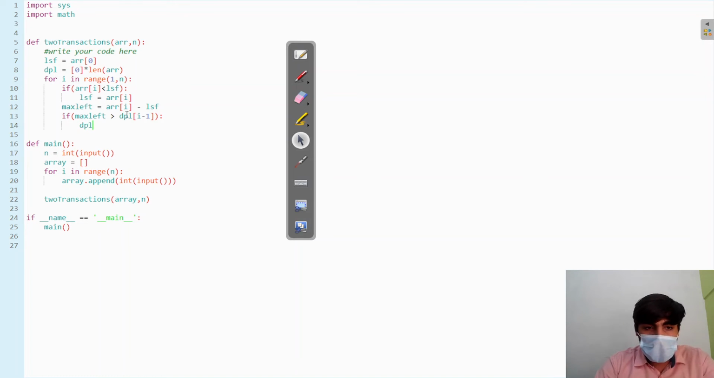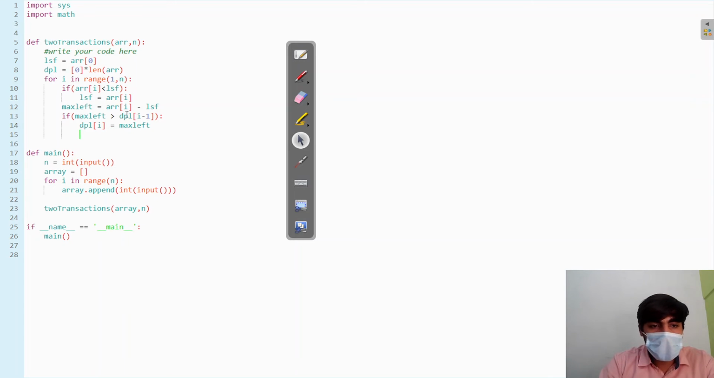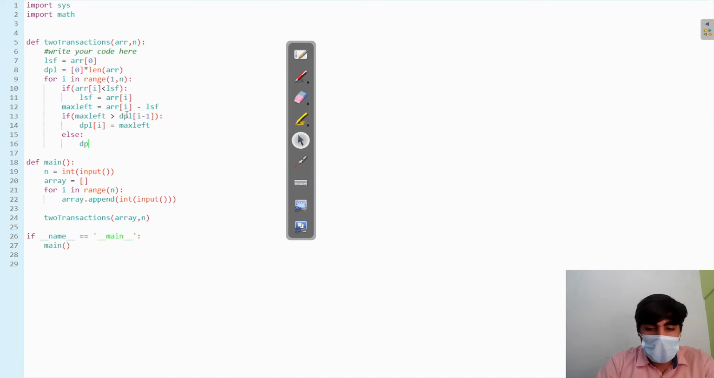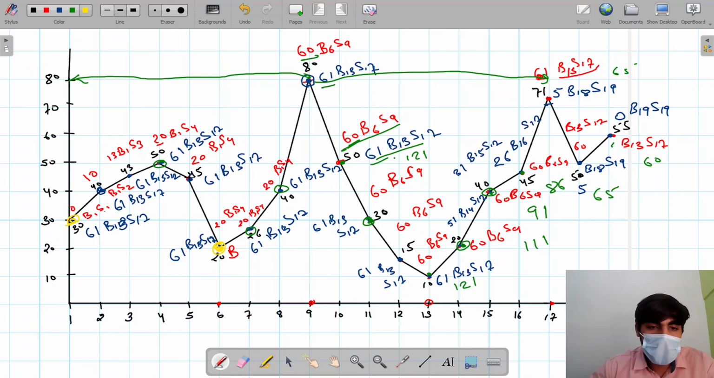So dp of l at I becomes max left because we have to take maximum profit, otherwise it remains same. So dpl of I equals dpl of I minus 1. Order remains same, you can see here. 20 is greater than 13, so we are changing the value. Otherwise, for this one, 15 is not greater than 20, so we are not changing the value.